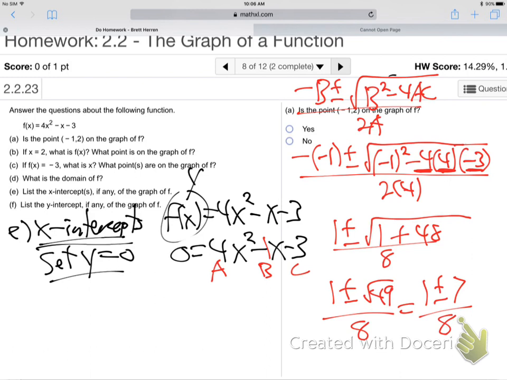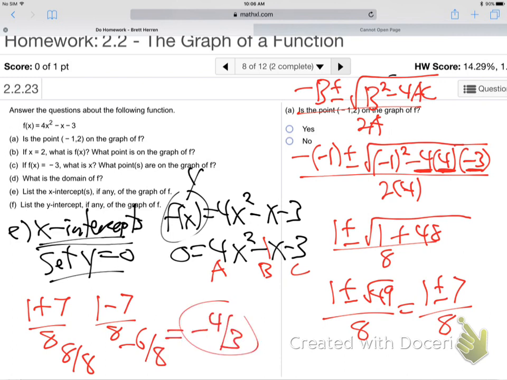So what are those two answers? 1 plus 7 over 8 and 1 minus 7 over 8. What is that? 8/8 and negative 6/8, which reduces to negative 3/4. Oh, 8/8 is 1, of course. So negative 3/4 and positive 1.